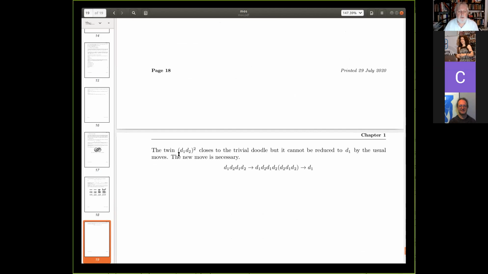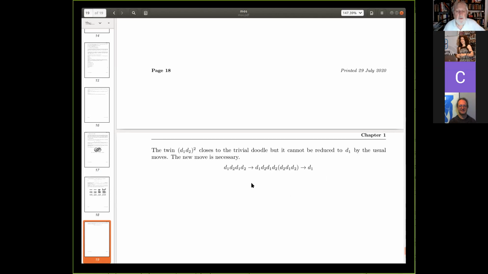if I take this twin D1 D2 squared, this closes to the trivial doodle, but it cannot be reduced to D1 by the usual moves. The new move is necessary. So I take, this is D1 D2 squared, I multiply it by D2 D1 D2. Okay, that's one of these S's. And now I can start cancelling, you see. D2 cancels with D2, D1 cancels with D1, D2 cancels with D2, and I'm just left with D1, which is obviously the trivial doodle.